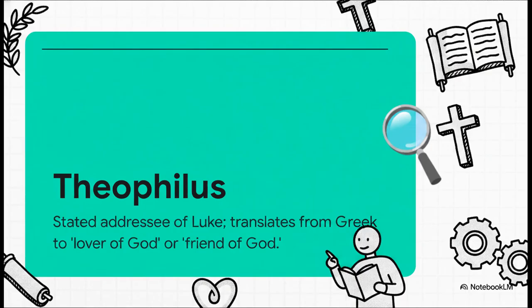And who exactly is that recipient? Well, it's Theophilus. The name translates from Greek to lover of God or friend of God. Defining this name gives us a fantastic baseline for our explainer today, because it helps us understand the target audience. Now, whether Theophilus was an actual Roman official or just a broader symbolic title for any reader seeking to understand this new movement, the text is clearly designed to provide certainty through structure.